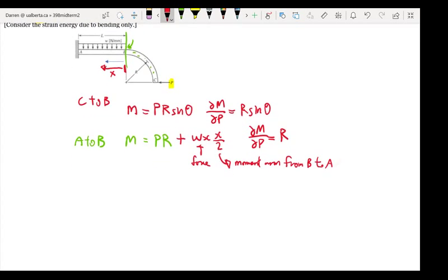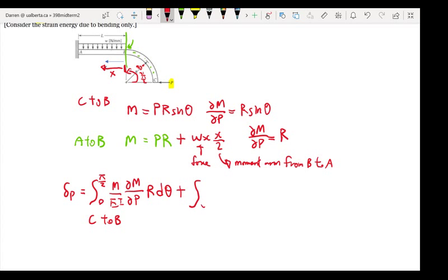So the next step is to write the deflection equation. The deflection equation for the part C to B is the integral from 0 to pi over 2, since this angle is 90 degrees, which is pi over 2, of the moment divided by EI times the derivative of moment with respect to P times R d theta, plus the integration from 0 to L. So this is the portion of A to B. So 0 to L is simply the length from 0 to L.